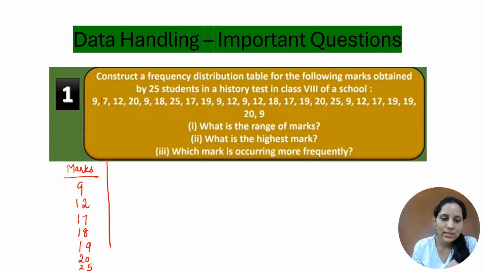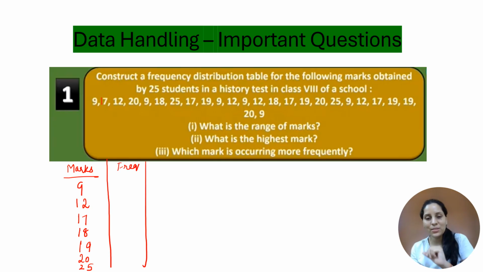Then next up we have the number of students, that is frequency. How many times is 9 appearing? 1, 2, 3, 4, 5, 6. So there are six 9s, and the frequency is 6. Frequency is basically how many times that particular observation is occurring. Next, 12. 1, 2, 3, 4. Yes, 4.